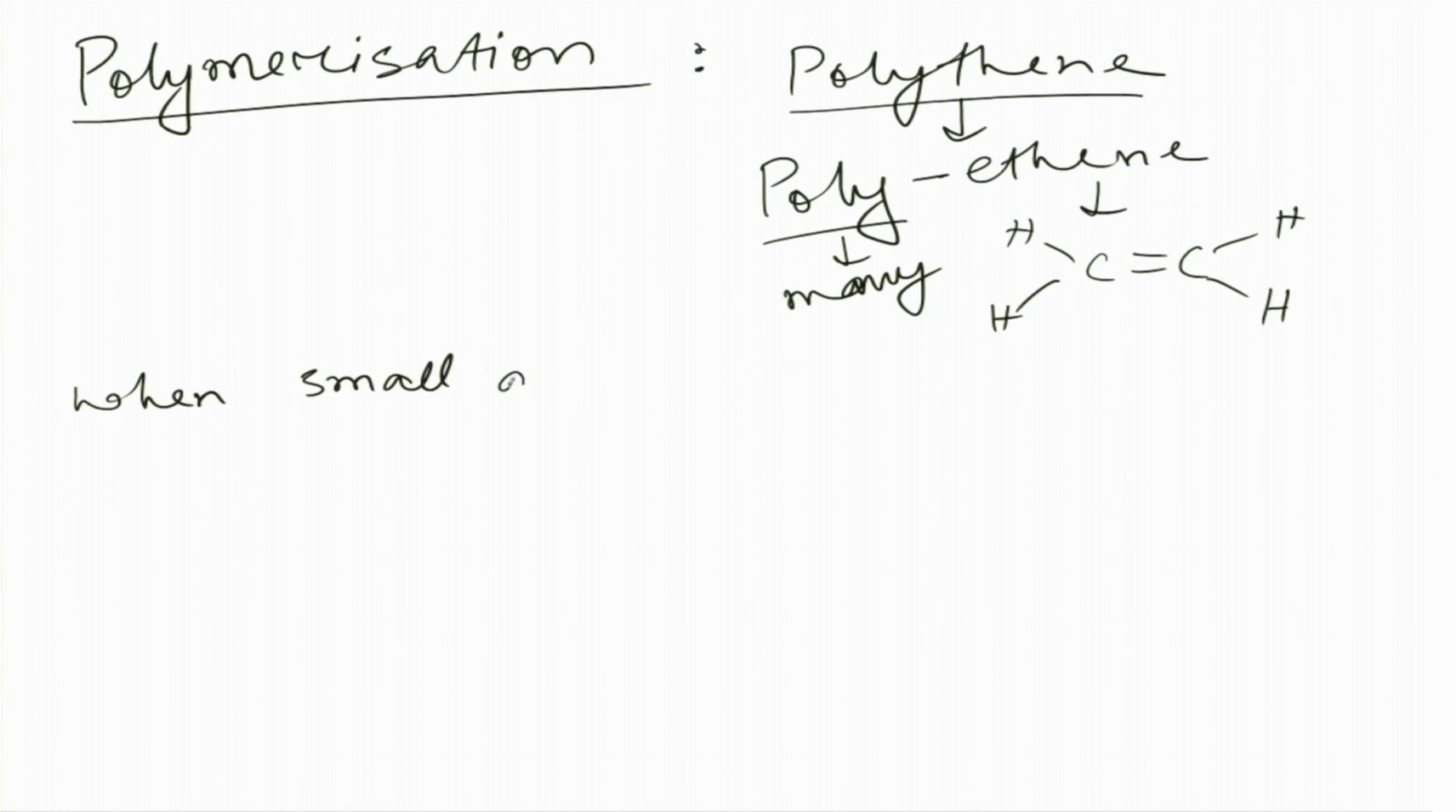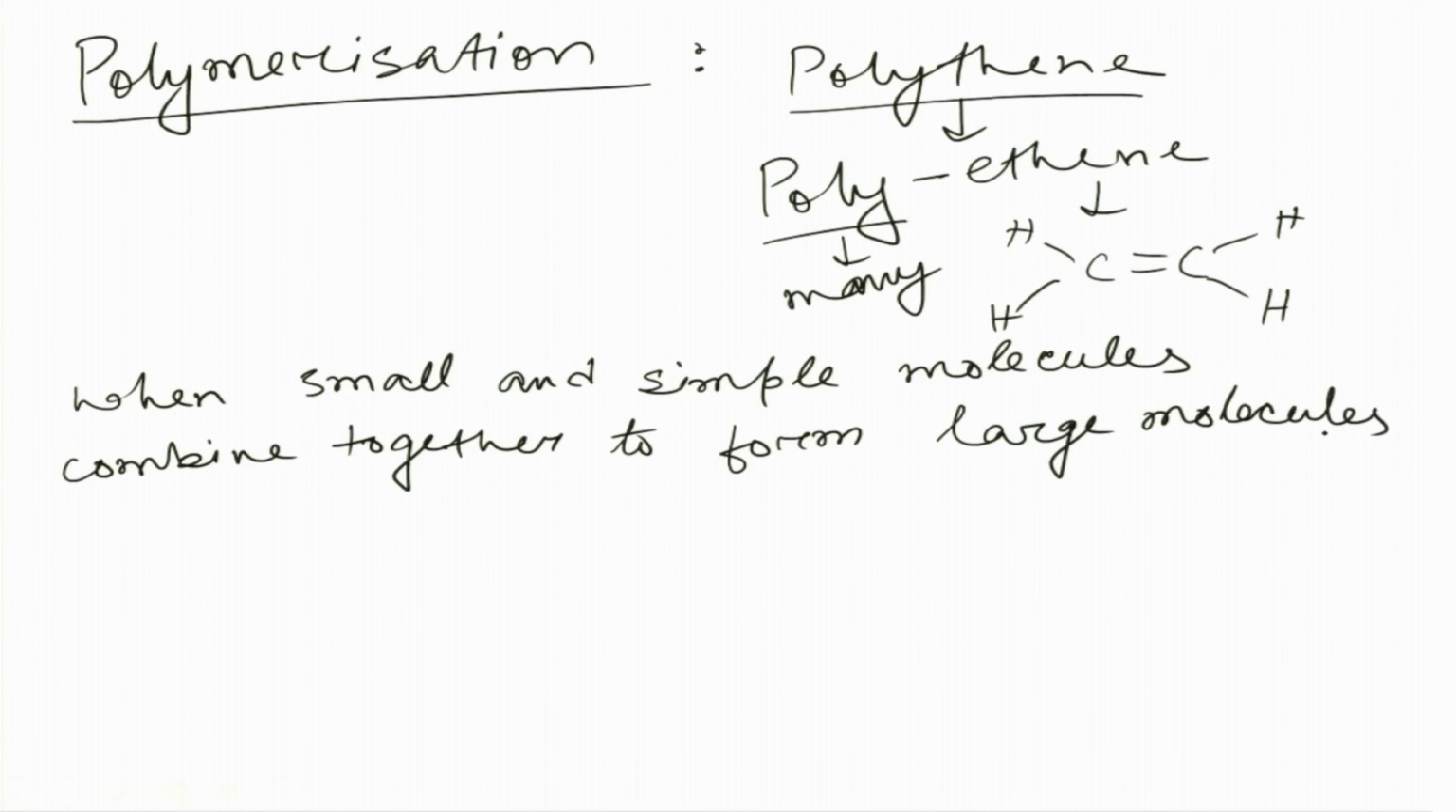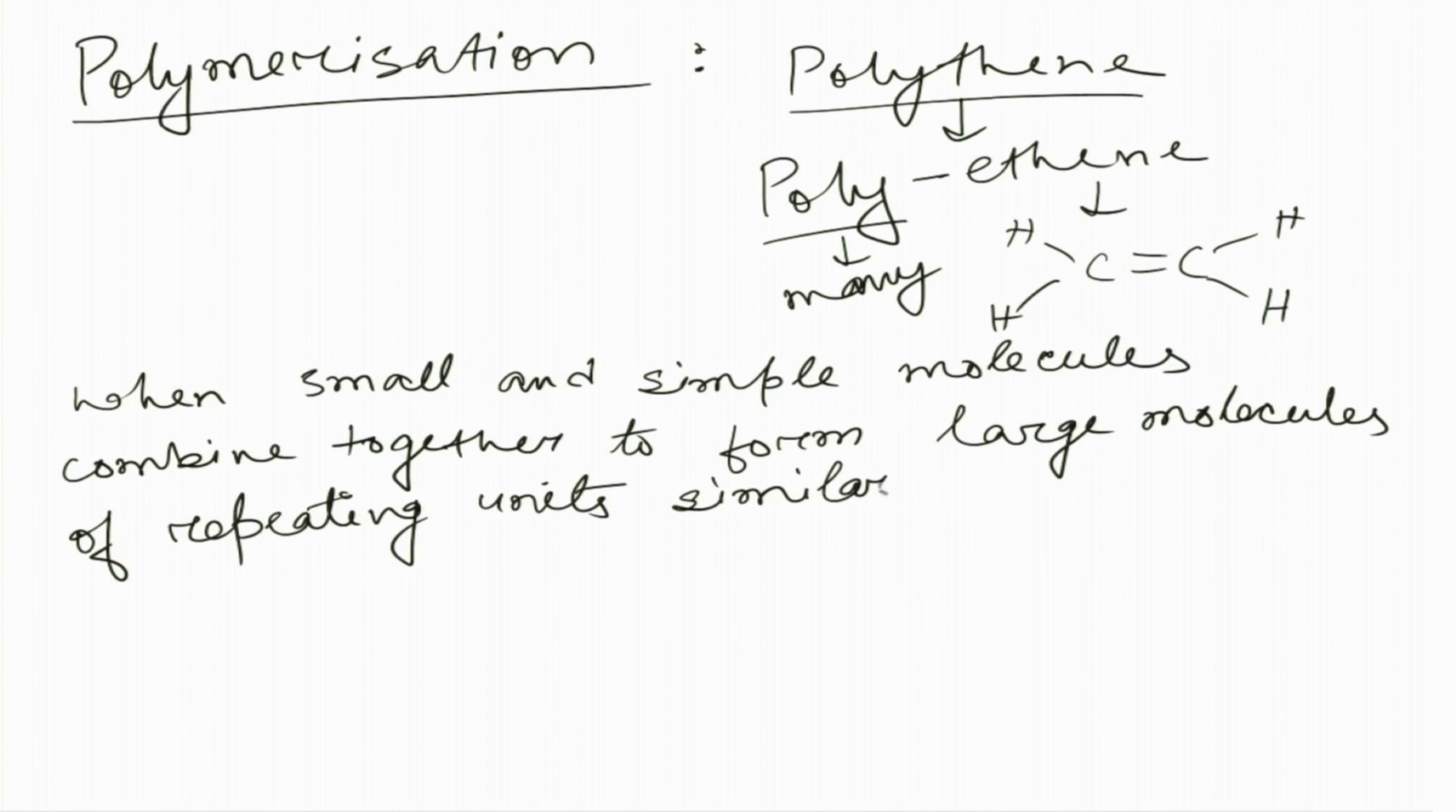Okay, so the reaction of polymerization can be described as when small and simple molecules combine together to form large molecules of repeating units similar to the simpler molecule.